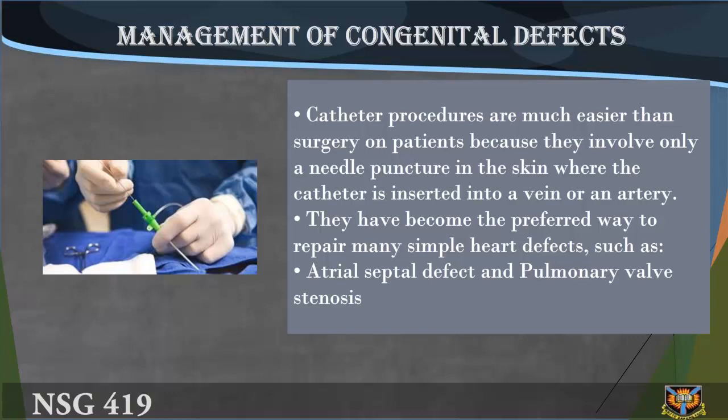Procedures using catheters. Catheter procedures are much easier on patients than surgery because they involve only a needle puncture in the skin where the catheter is inserted into a vein or an artery. The use of catheter procedures has grown a lot in the past 20 years. They have become the preferred way to repair many simple heart defects such as atrial septal defects and pulmonary valve stenosis.